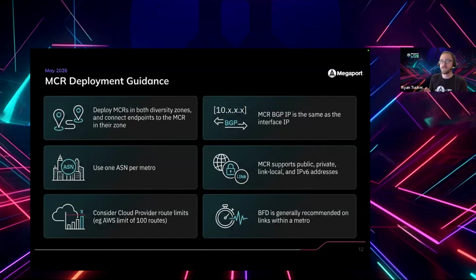We typically tend to see customers use private addresses, routable private addresses, for the interfaces on MCR. But you certainly can use link local if you want to. It does support public IPs if you want to. There's definitely use cases where customers use MCR for public routing, and it also supports IPv6. And last one here, BFD is supported as well.